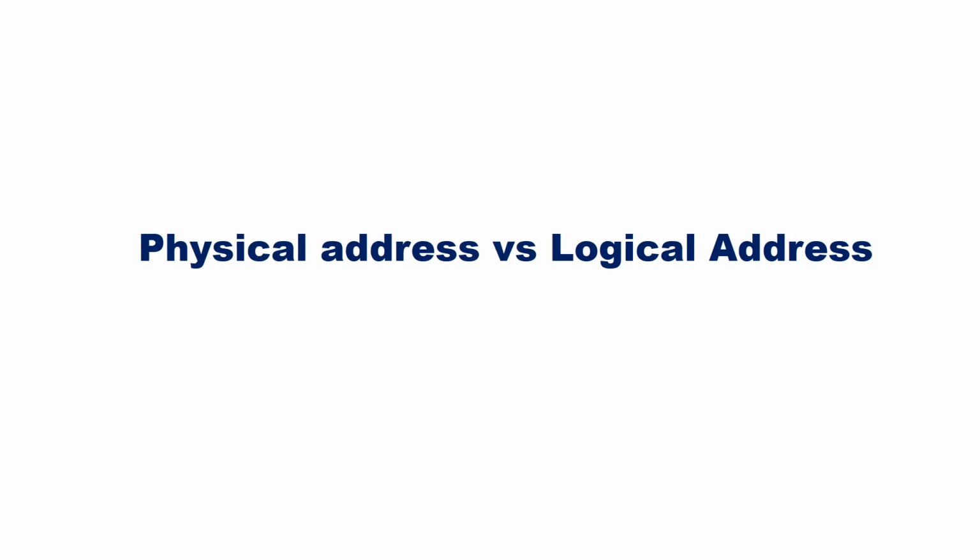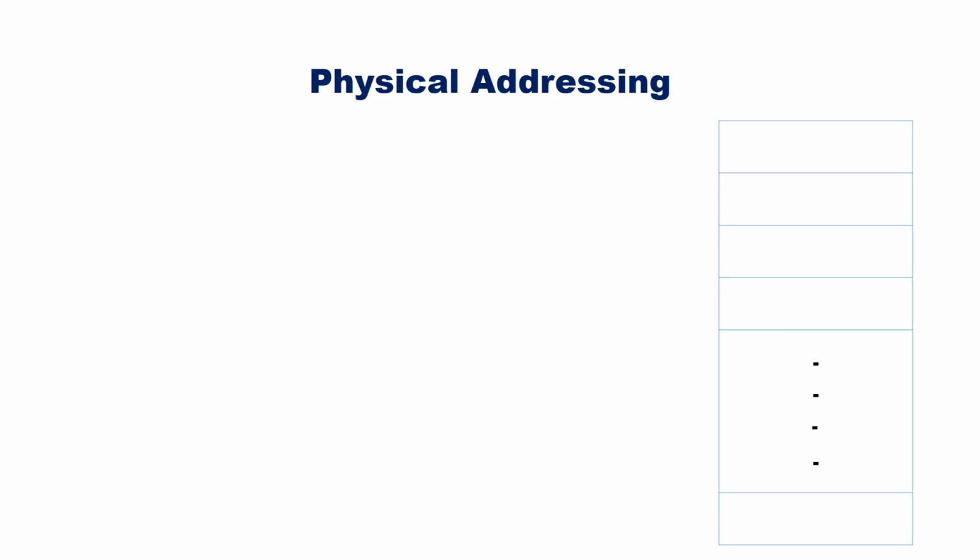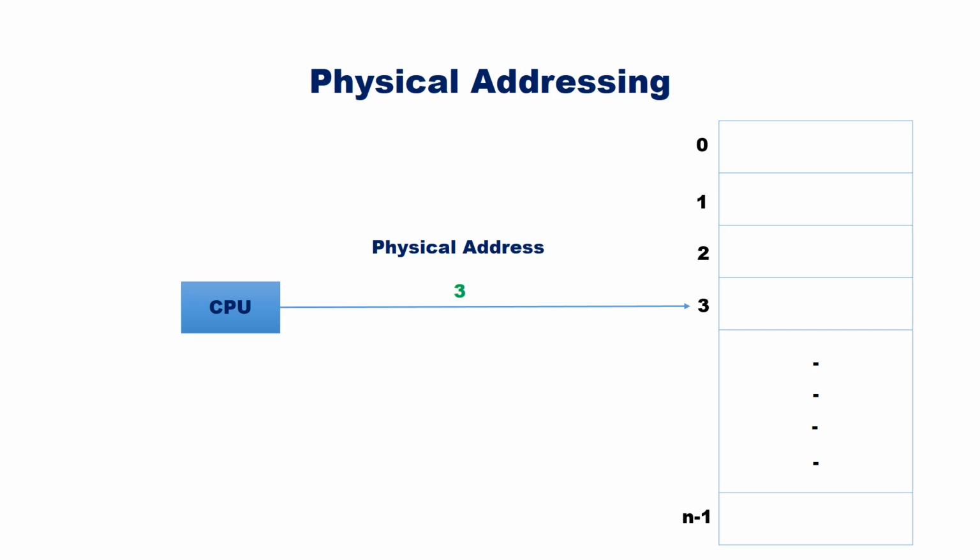Let us first see what is a physical address and a logical address. The main memory is organized as an array of contiguous byte-sized cells. Each cell has a unique address called physical address. The simplest way for a CPU to access a memory location is to place a physical address on the address line, known as physical addressing. Earlier PCs used physical addressing.